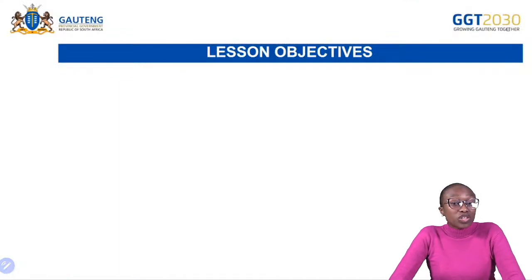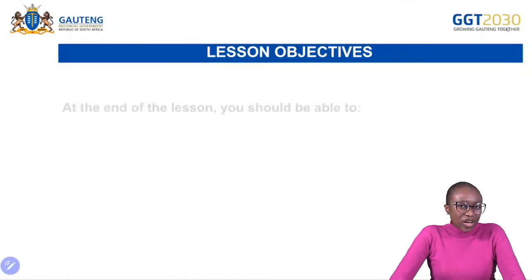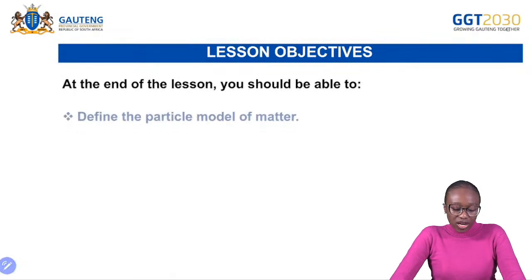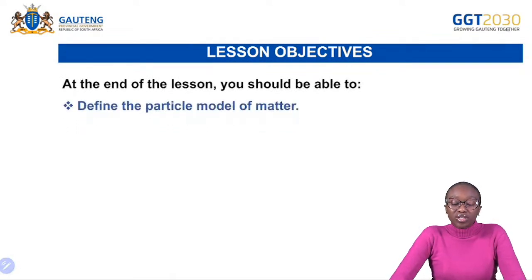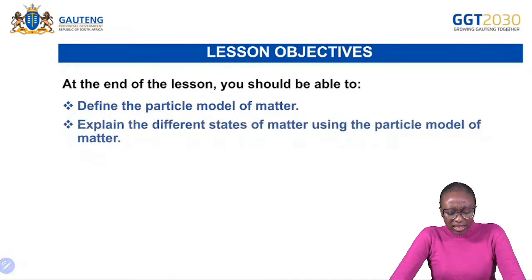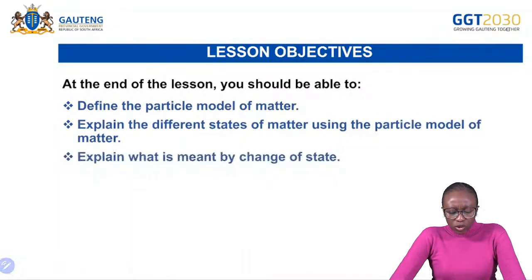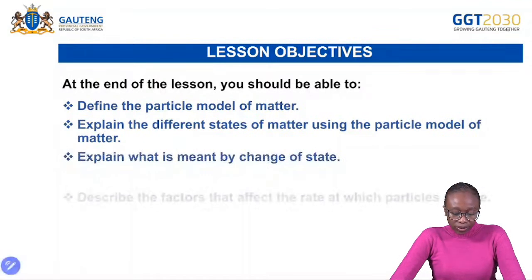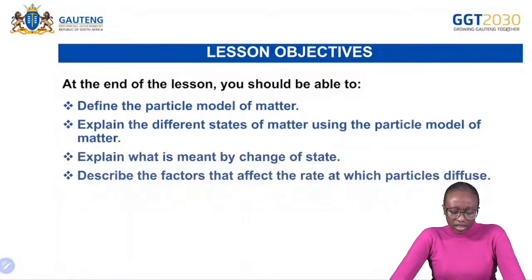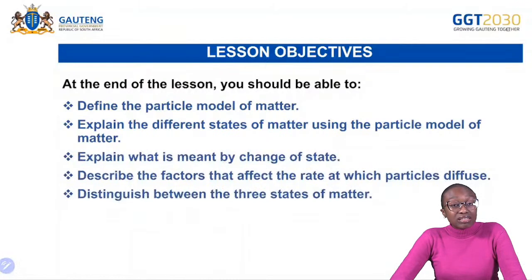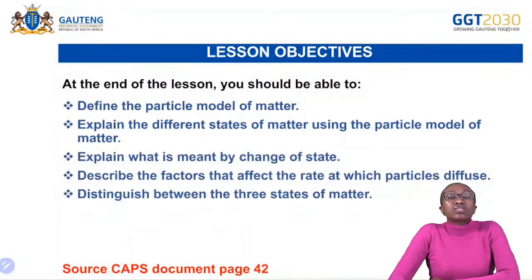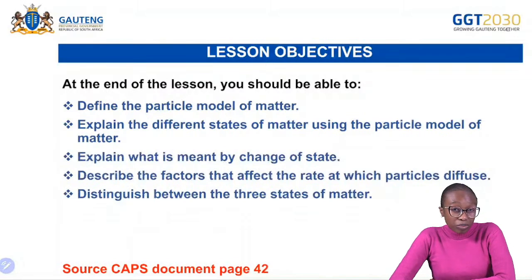These are the goals we want to achieve by the end of the lesson. So at the end of the lesson, you should be able to define the particle model of matter, explain the different states of matter using the particle model of matter, explain what is meant by change of state, and describe the factors that affect the rate at which particles diffuse. Lastly, distinguish between the three states of matter. All this is sourced from your CAPS document on page 42.